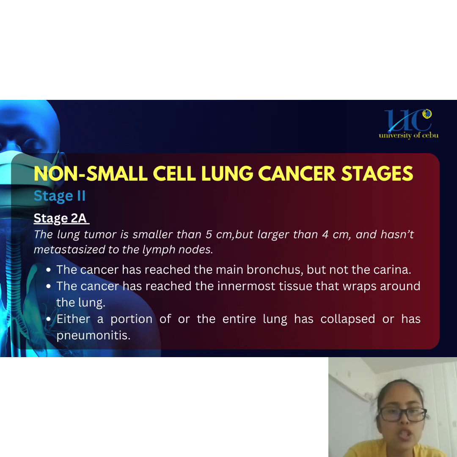For stage 2A, the lung tumor is smaller than 5 cm but larger than 4 cm and has not metastasized to the lymph nodes. We can say that the cancer has reached the main bronchus but not the carina. Also, the cancer has reached the innermost tissue that wraps around the lung. Either a portion of or the entire lung has collapsed or has pneumonitis.